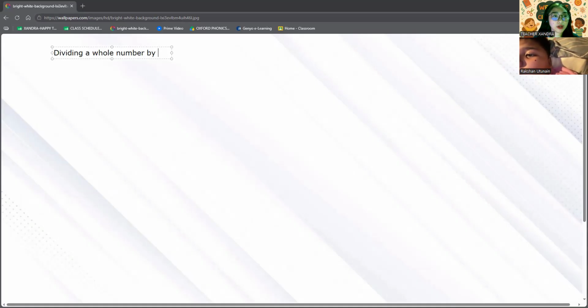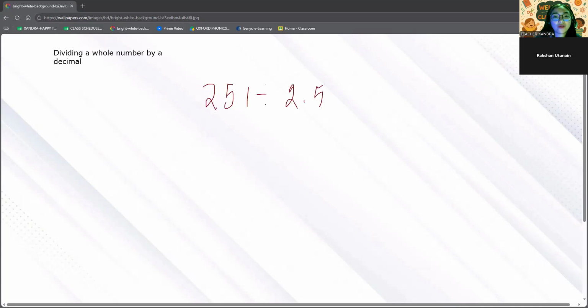Dividing a whole number by a decimal. Again, make the divisor a whole number by moving the decimal point to the right. Do the same to the dividend and divide normally. Okay, this time we are dividing a whole number by a decimal. So 251 divided by 2.5, if you do it in a long division.